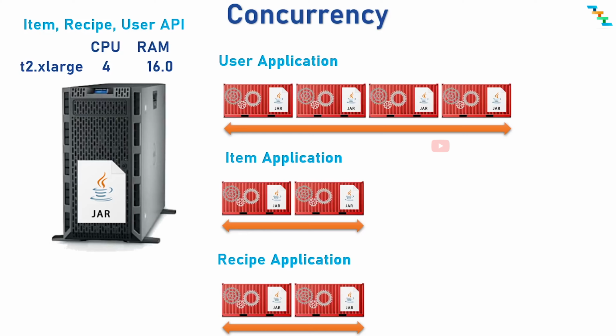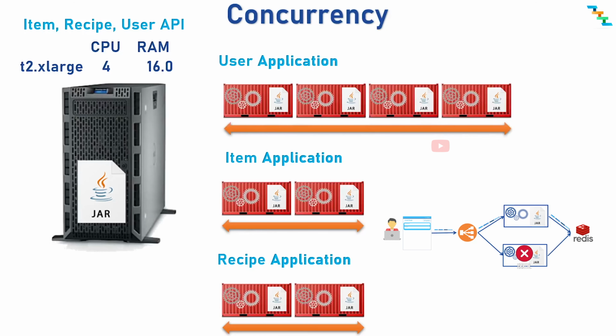With horizontal scaling, we can scale out the user API to 4 containers, and with containers we can effectively use the underlying system resources. Here the user API uses 4 containers, and the recipe and the item API use 2 containers. So each service can be individually scaled. With auto scaling and various other container orchestration frameworks, it is easy to scale the application up or down based on the load at any point in time.